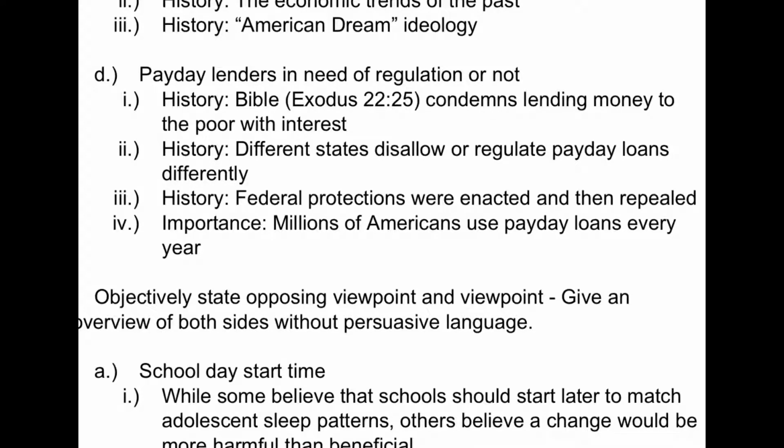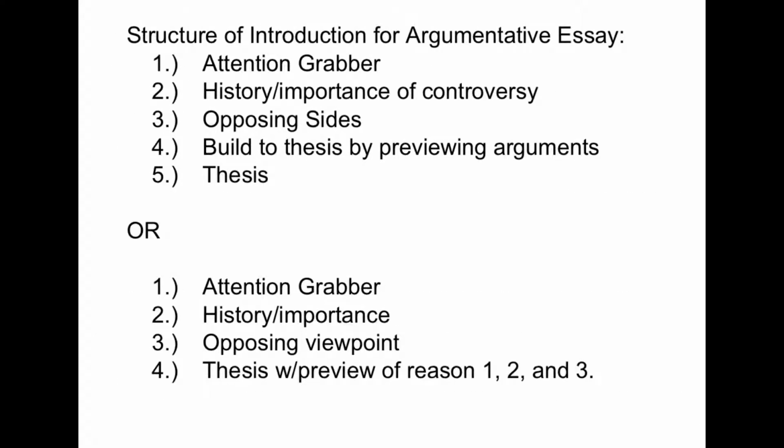Some history might be referring to the Bible. It condemns lending money to the poor with interest. Or the current state of laws that different states disallow or regulate payday loans differently. I think 38 states allow them. Or that federal protections were enacted and then repealed. And why is this important? Millions of Americans use payday loans every year. So regardless of which structure you're following, your paragraph had those two things, the attention grabber and the history or importance of the controversy.